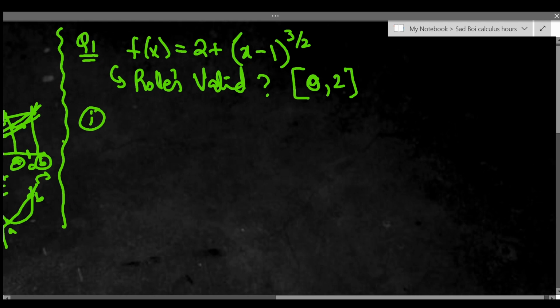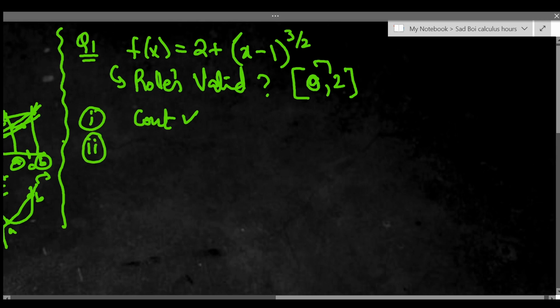So let's go on and check whether this function is continuous. Yes, this function is continuous because there are no breaks or gaps or asymptotes. Well, this function is continuous because it returns a value on each and every single value between 0 and 2. So this function is continuous.